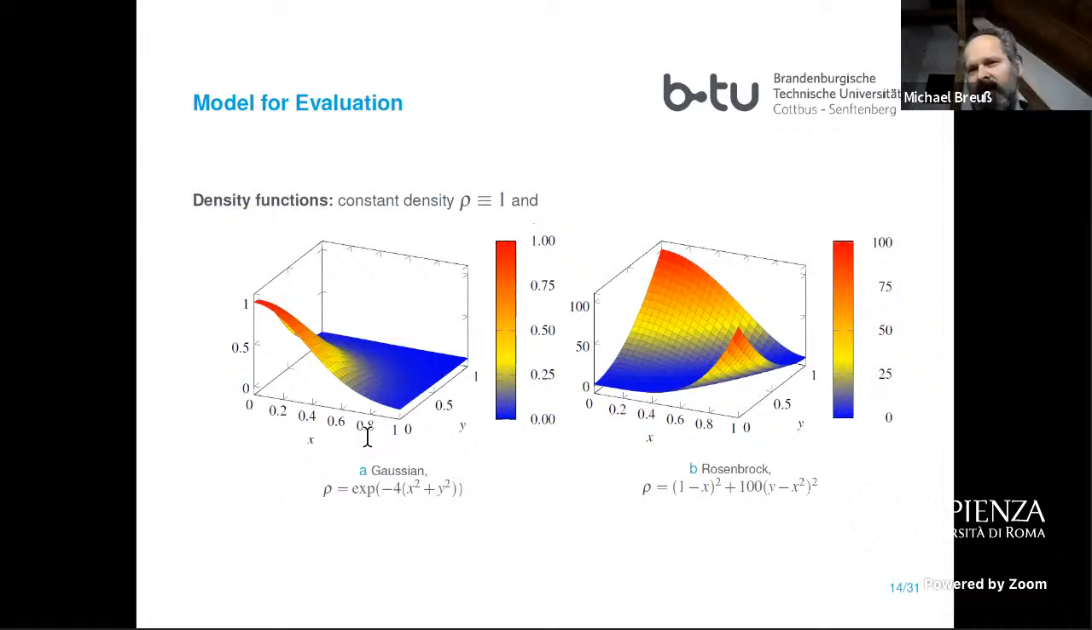So we are testing here two density functions in our small testing environment on the unit square. The tests are a very simple, smooth variation of the Gaussian that you have already seen. And the second one is the Rosenbrock function. It features very strong gradients at two corners.